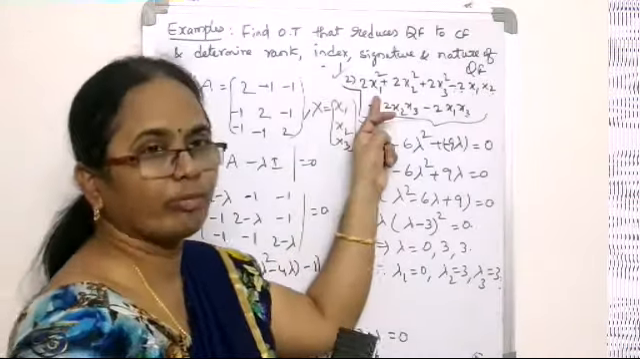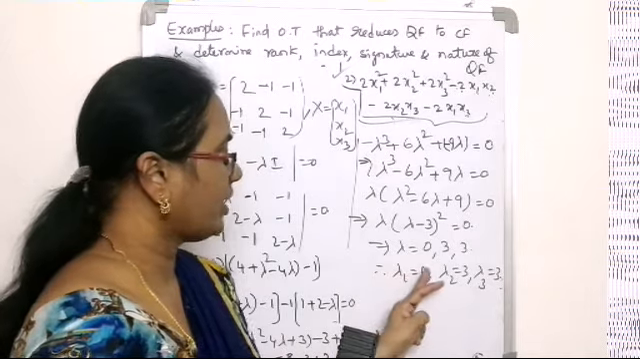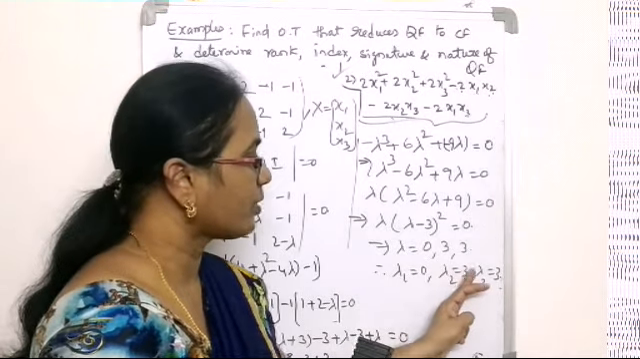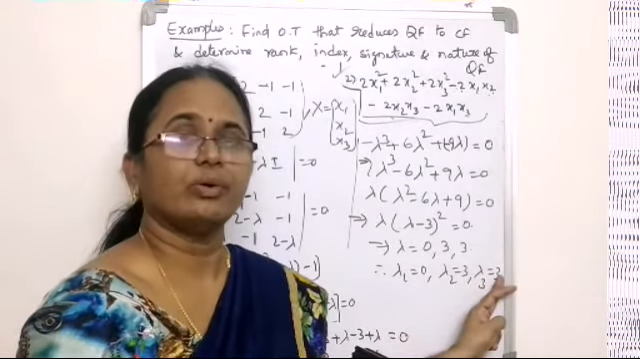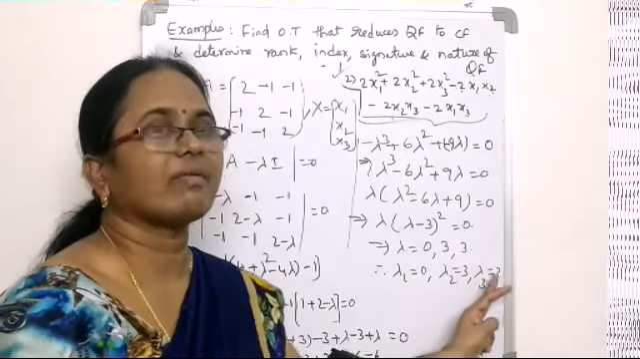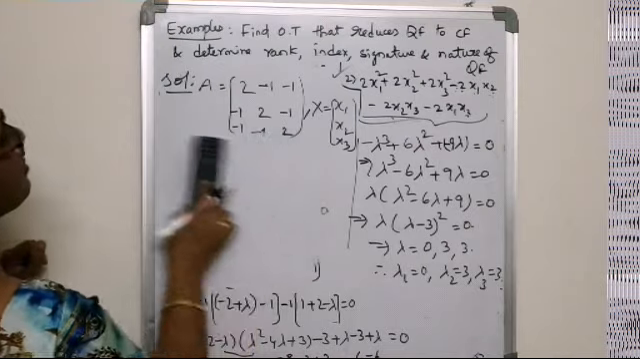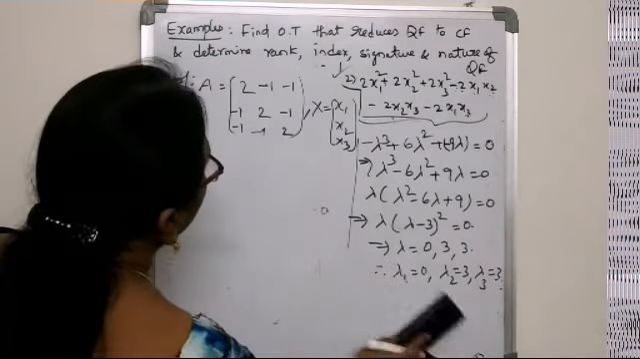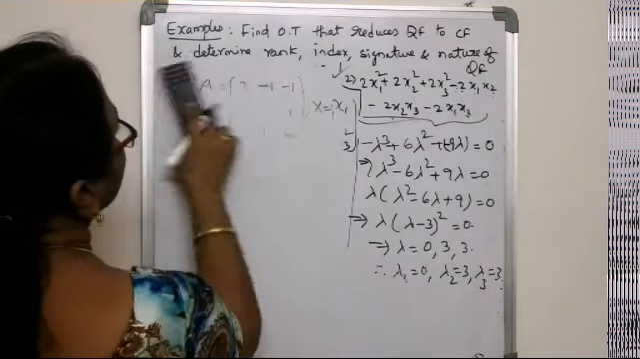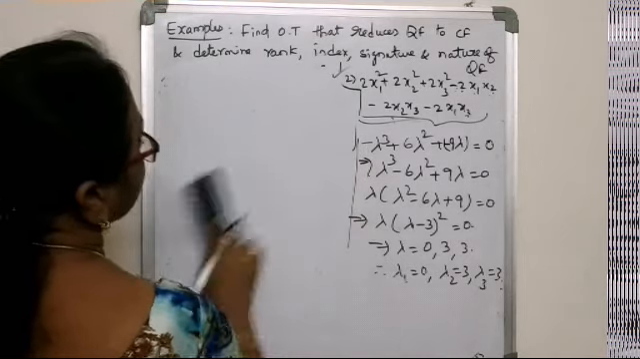So what are the eigenvalues of the second problem? They are lambda 1 equal to 0, lambda 2 equal to 3, lambda 3 is equal to 3. Now for these three eigenvalues, let us determine the corresponding eigenvectors.